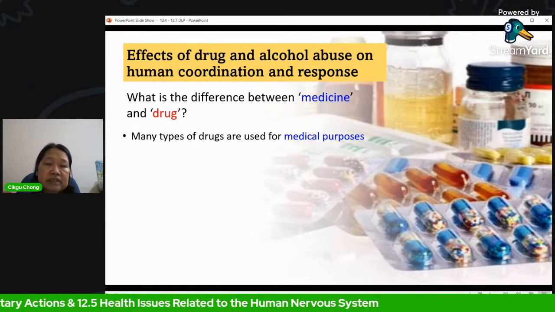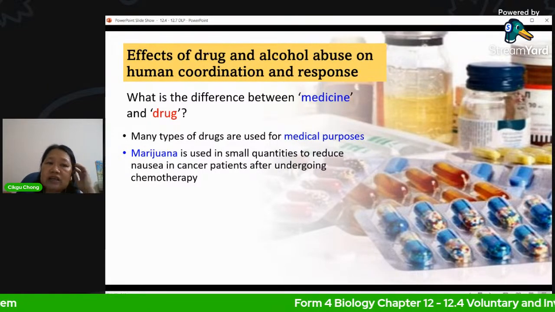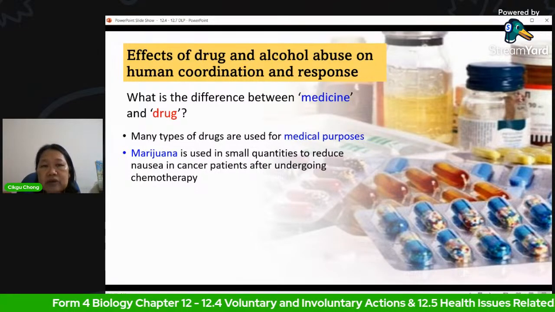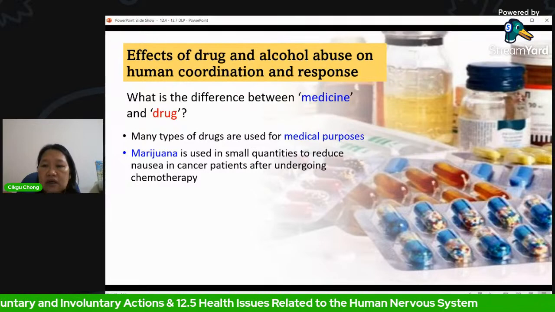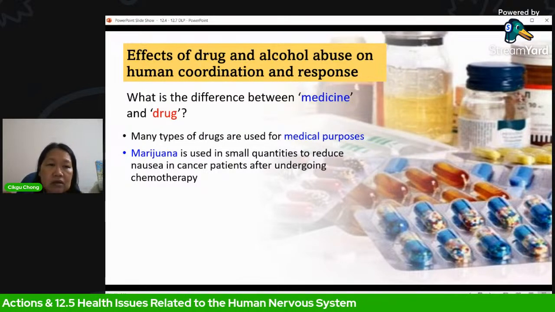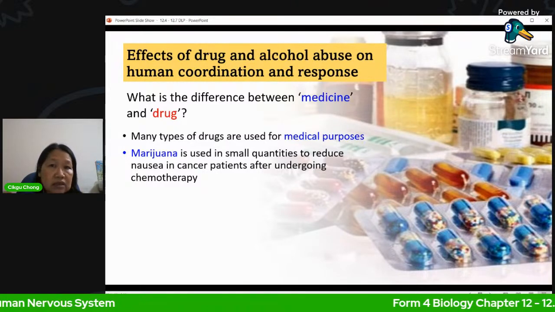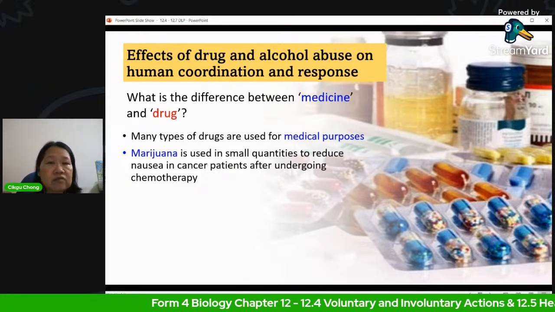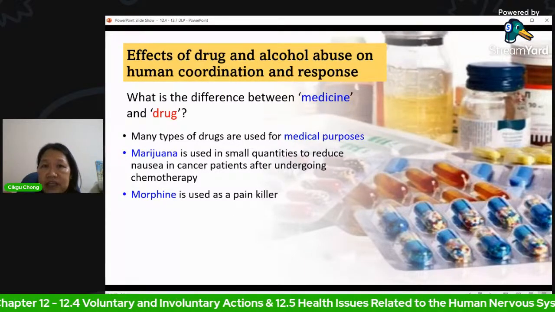If it's used for medical purposes, of course, it's a good thing. We call it medicine. What are the drugs that are used for medical purposes? For example, marijuana. You hear a lot of youngsters in America trying out marijuana. It can be used in hospitals, in the medical field, to reduce nausea. Nausea is the feeling of wanting to vomit, for cancer patients after undergoing chemotherapy. They are injected with certain chemicals to kill the cancer cells in the body. After that, as a side effect, they may feel that they want to vomit. So they may be given marijuana. And another one, morphine.